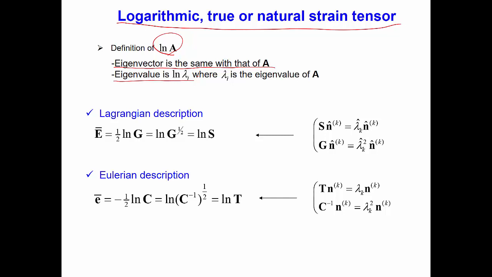The logarithmic strain tensor in Lagrangian description is formulated like this. And the eigenvalues of the Green deformation tensor are the squares of the eigenvalues of the stretch tensor. So we can express the logarithmic true strain using the stretch tensor.